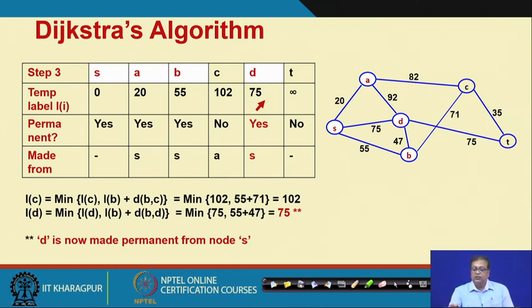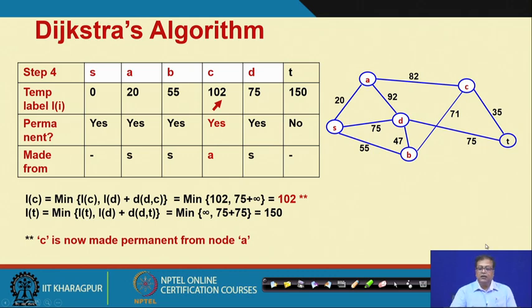Again from D we see distances, only one distance is there, that is T. In our next computation, I find the D to T value of 150. So, we have put a value of 150 to T, and for C we have a value of 102, because there is no path from the last permanent node, that was D. So, this time we make C permanent. C is the last node to be made permanent.